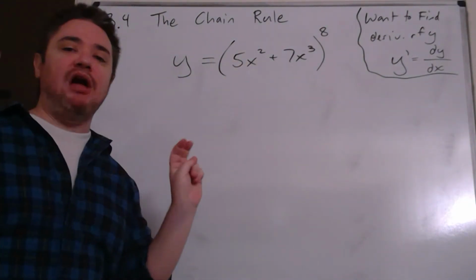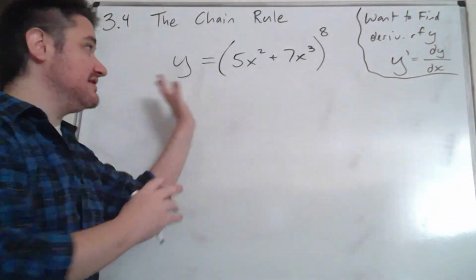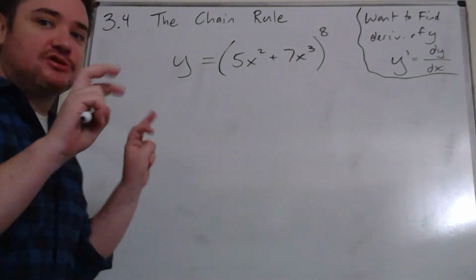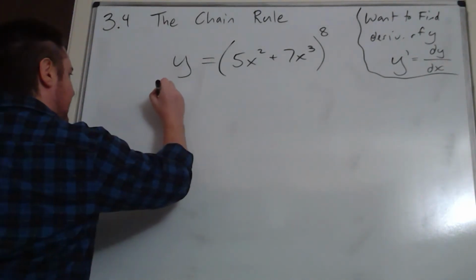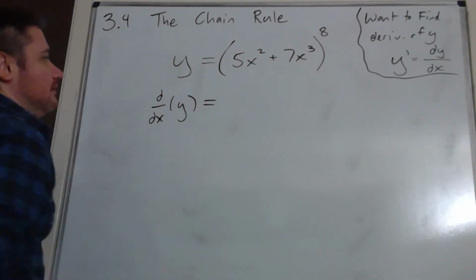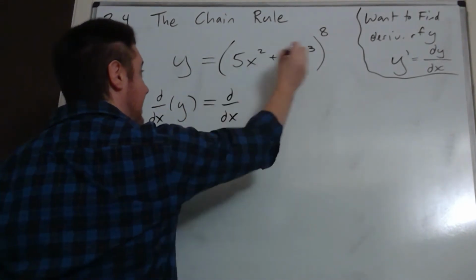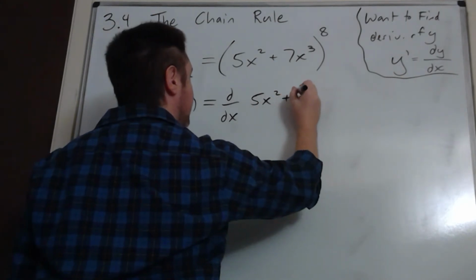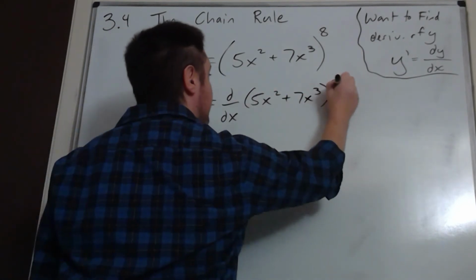Then I'm going to apply the differential operator to both sides, right? Both sides are the same, so if I do the same thing to both sides, I should get the same result. Meaning I'm going to take the derivative with respect to x of both sides. Well, if I do that on the left-hand side, d dx of y, I'll clean that up in a second, and then over here I want the derivative with respect to x of this thing, 5x squared plus 7 x cubed to the 8th power, right?